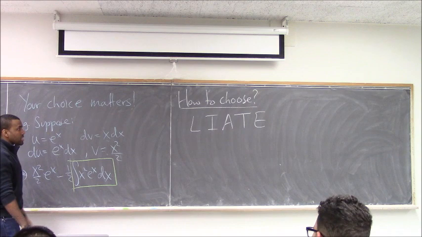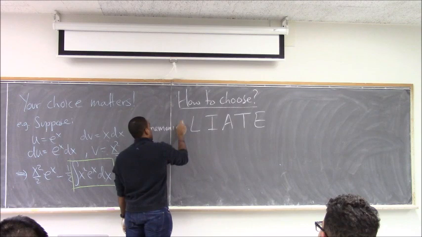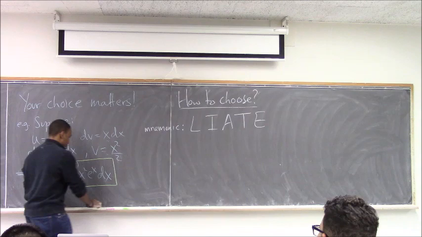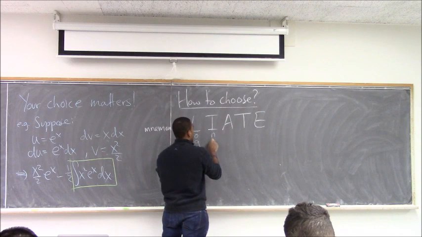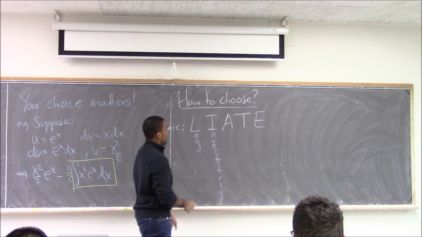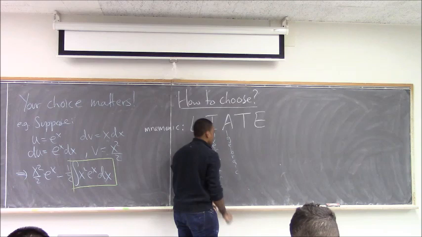This is a mnemonic. A mnemonic is just a device to remember some larger fact or strategy. And here's how it actually works. The L stands for logarithm. The I stands for inverse trig function. Writing vertically is very common. Okay. The A stands for algebra, which is a misnomer. What they really mean when they say algebra is polynomial.